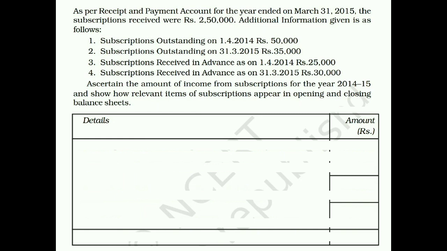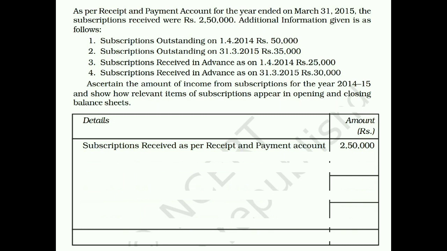So we get outstanding of current year and outstanding of last year. Next is subscription received in advance for last year. The fourth point is subscription received in advance as on 31st March 2015, so this is the advance subscription of the current year. We have to ascertain the amount of income from subscription for the year ended 2014-15, that is, the income from subscription for the current year. First of all, we take all the amount that we have received, that is 2,50,000.